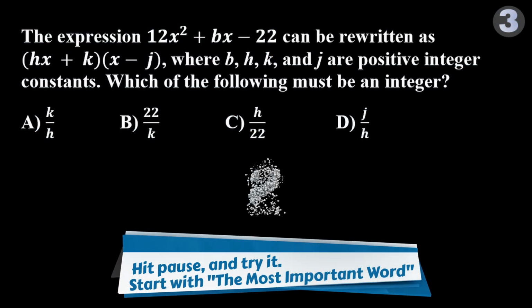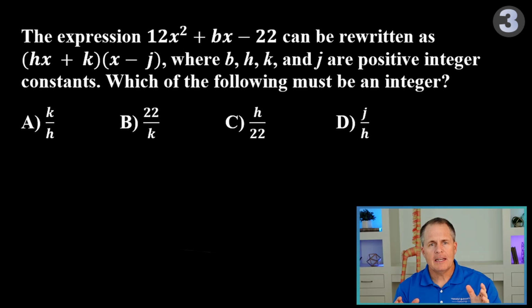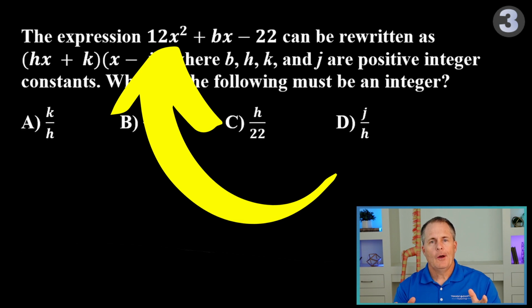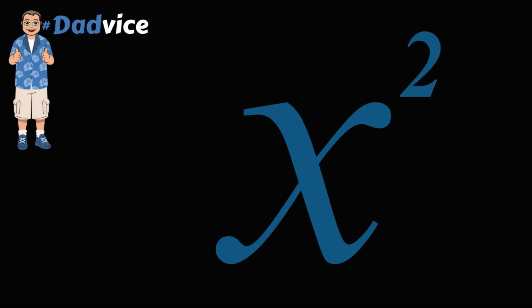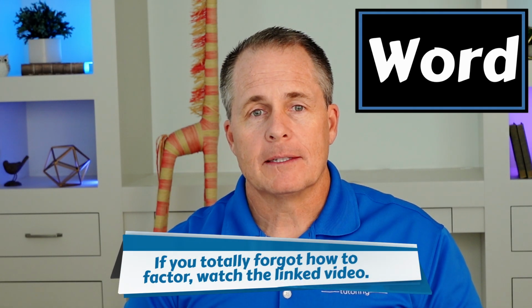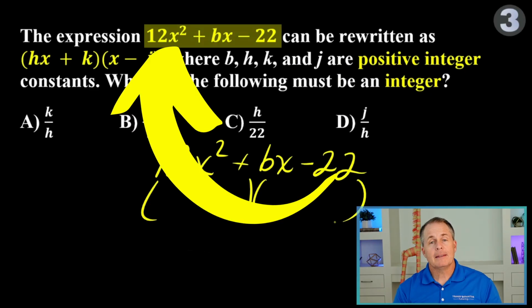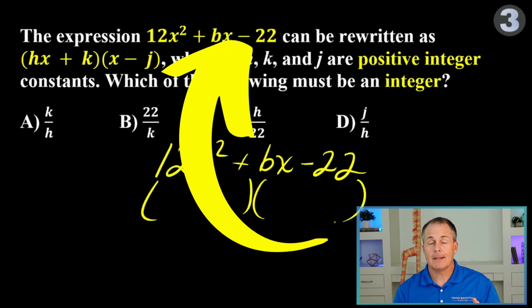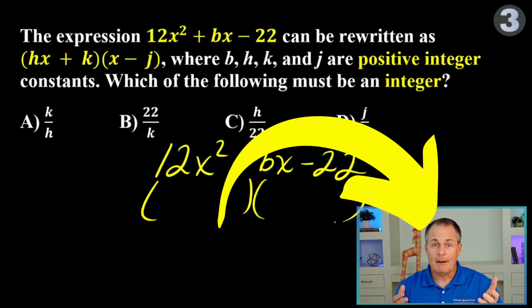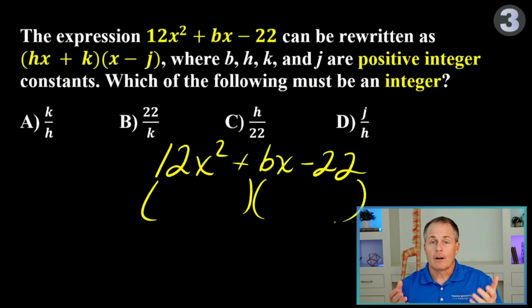Now, tap pause to try problem 3 on your own. The first thing I notice here is the x squared. Whenever I see an x squared, I say, it's another factoring problem. As always, make sure to check for the GCF in a factoring problem. But this doesn't have a GCF because some idiot put a b right in the middle of our problem, and none of the terms all share a common factor.